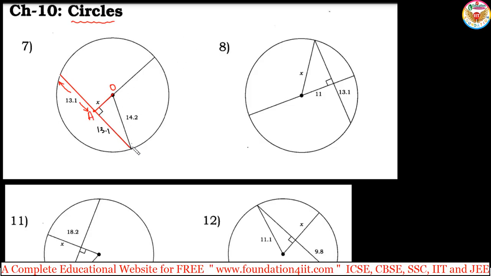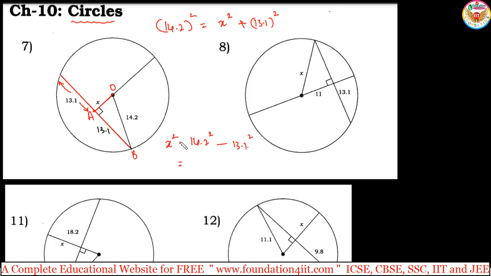Let us take some AB. ABO is a triangle. OB is the hypotenuse. This is 90 degrees, so opposite of 90 is the hypotenuse. So 14.2 whole square is equal to the sum of the squares of the other two sides: x square plus 13.1 whole square. Now from this, x square is equal to 14.2 square minus 13.1 square, taking the other side. 14.2 square minus 13.1 whole square.